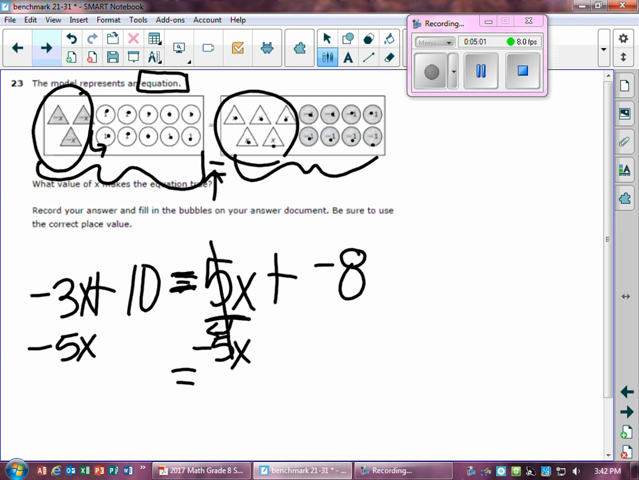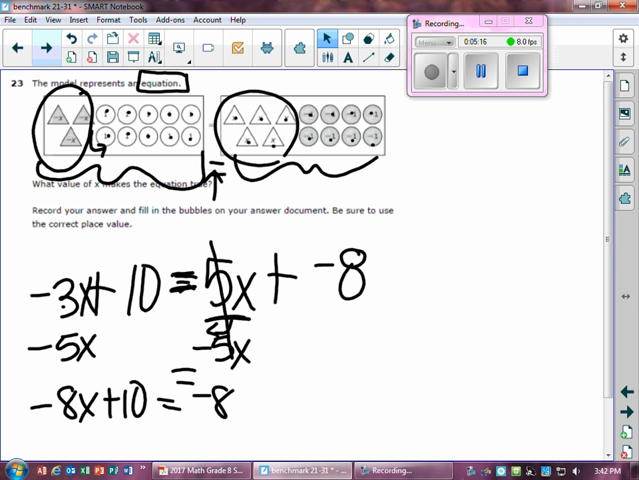So I'm left with negative 3 plus negative 5. Negative 3 plus negative 5 are the same sign, so we just add them together. So it's negative 8x plus 10 equals negative 8.